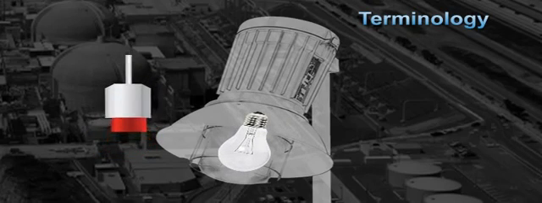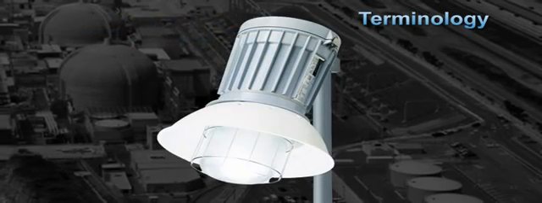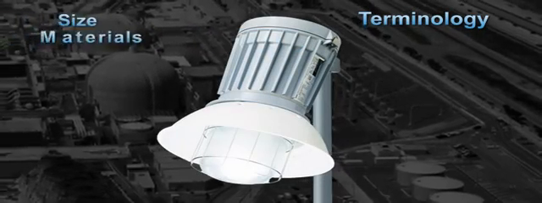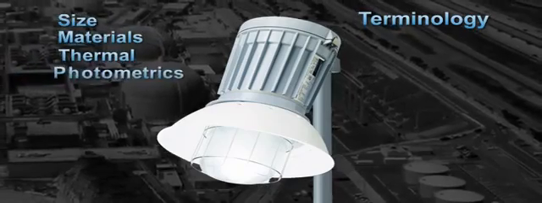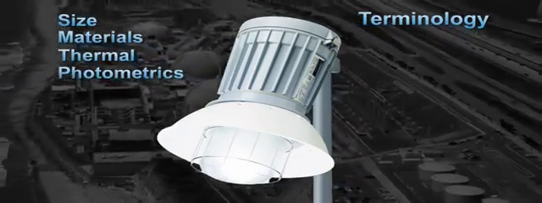A luminaire would consist of one or more lamps, mechanical components that hold the lamps and position them for directional illumination, an optical system that distributes the light, and the socket that provides the means of electrical connection. Luminaires are designed around the most common lamps available. Their size, materials, thermal properties, and photometric design depend on the type of lamps being used.